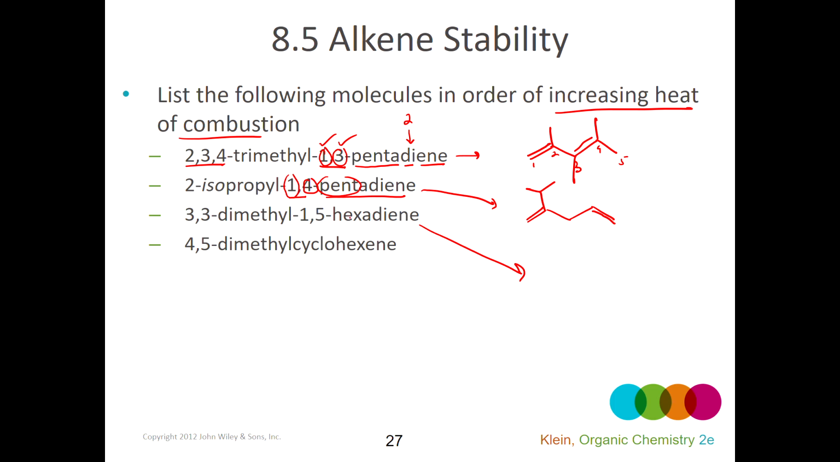The next structure I've got is hexadiene. So now I've got 6 carbons in my parent chain. I still have 2 double bonds, that's why it's a diene. 1 double bond starts on carbon 1, 1 starts on carbon 5. And then I've got methyls on 3. 1, 2, 3.